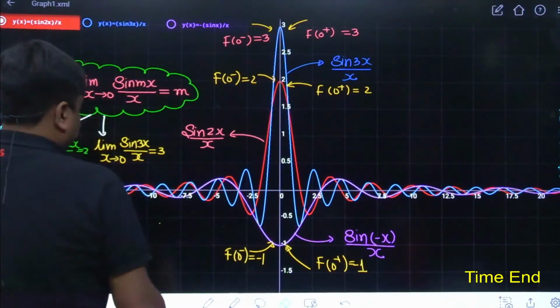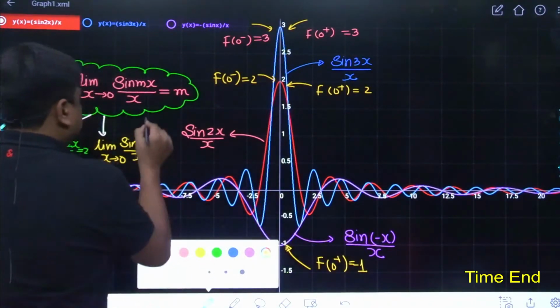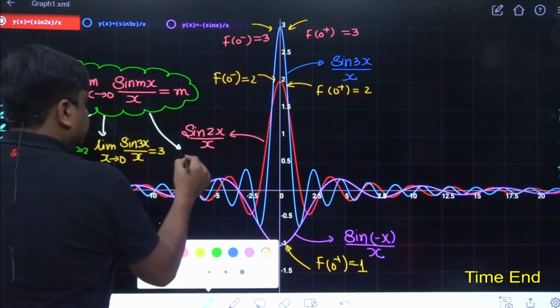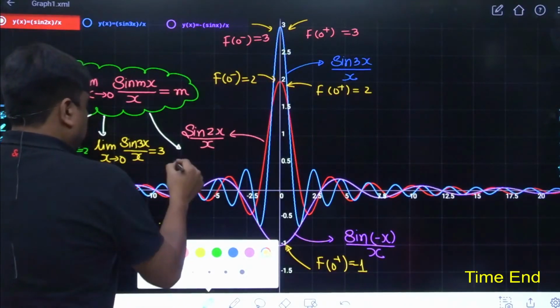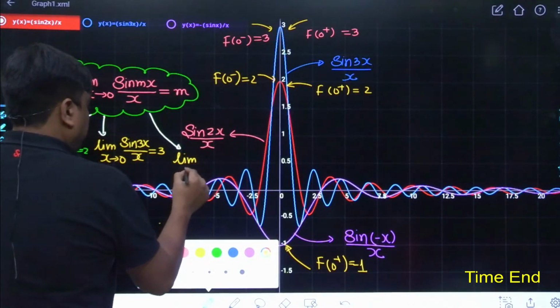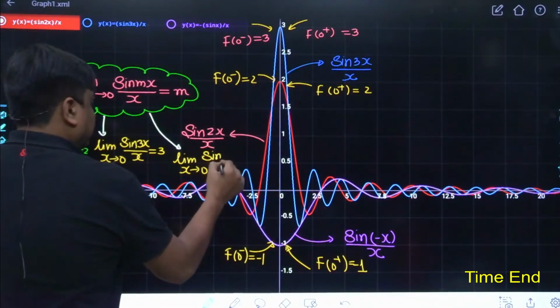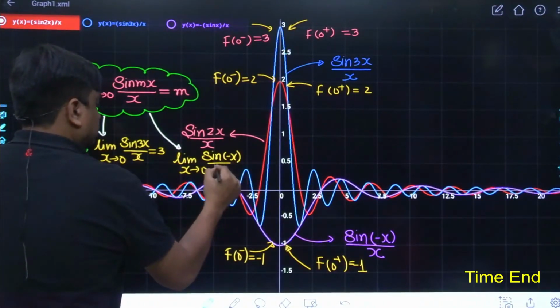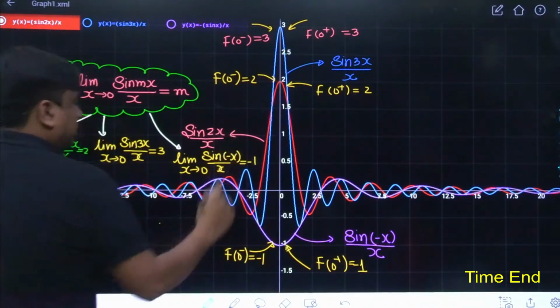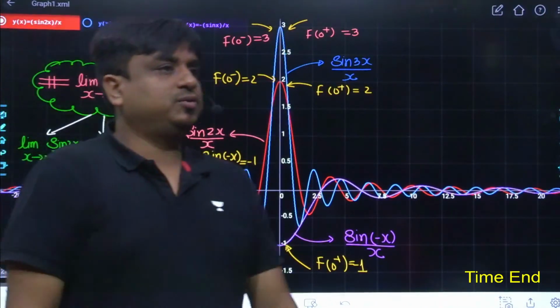And then comes over here, and this is being limit x tends to 0 of sine of minus x over x is equals to minus 1.